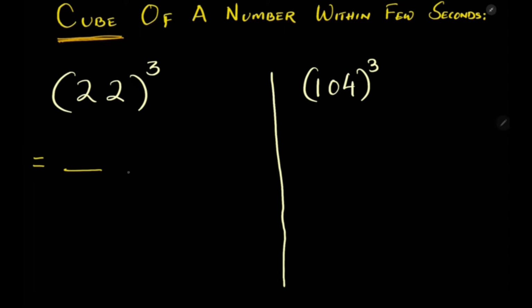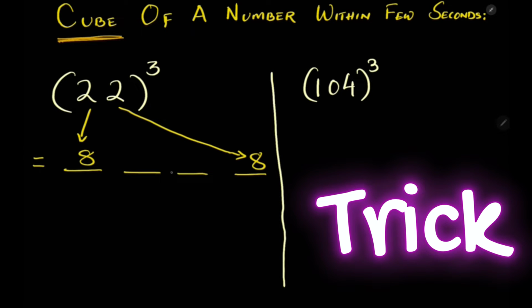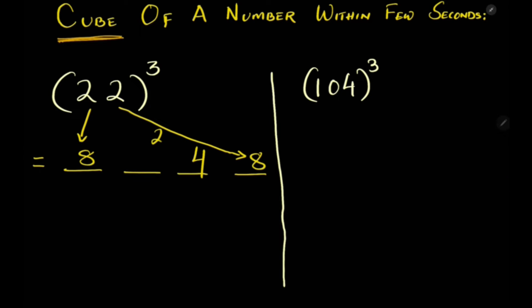I am writing the answer like this. As you know, 2 cube is 8. I am writing 8 in the first place and 8 in the last place, and in between I am applying some trick and writing this as 16 plus 8 is 24. 4 is here, 2 will be carry forward, again 16 plus 8 is 24 plus 2 is 26, 6 will be here, 2 will be carry forward, and then 8 plus 2 is 10. Now the final answer is 10648. Isn't it so amazing?